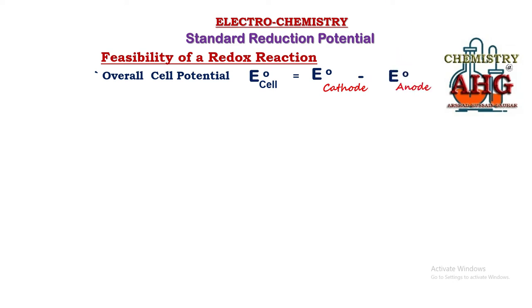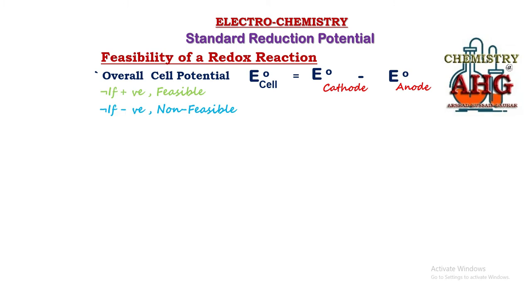Now whenever the cell potential of a cell is positive, it means that the reaction is feasible, and that cell is known as an electrochemical cell, or voltaic cell, because positive cell potential means some voltage is generated by that cell. And if the overall cell potential of a cell is negative, it means that is a non-feasible reaction, and that non-feasible reaction can only take place if we provide some input, some electrical energy, some voltage. So then obviously it would become an electrolytic cell.